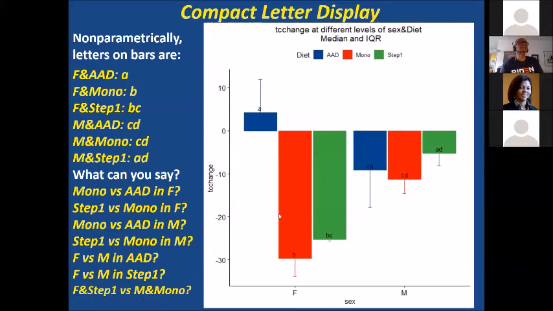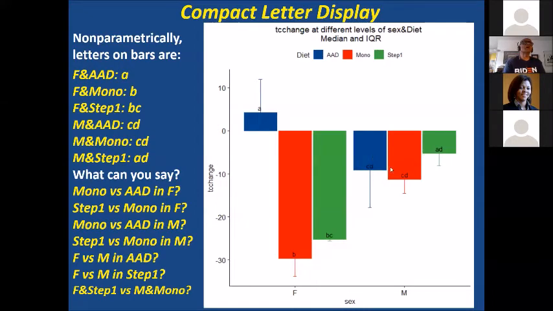What happens in CLD is that if two bars have different letters, here this one has an A, this one has a B, that means that these two bars are significantly different at the chosen critical value. Could be 0.05, could be 0.01, whatever. But if two bars share a letter, they don't have to all be the same. If they share a letter, they are not different from each other. So B and BC, these two bars are not different.